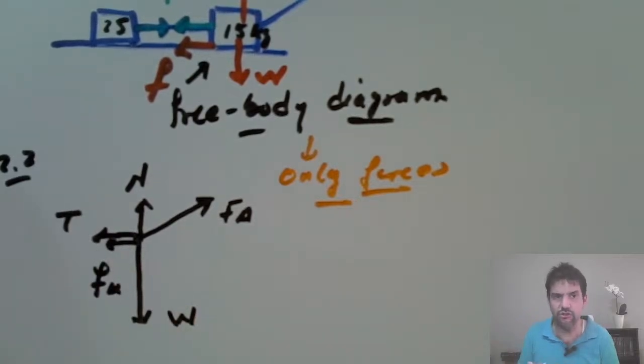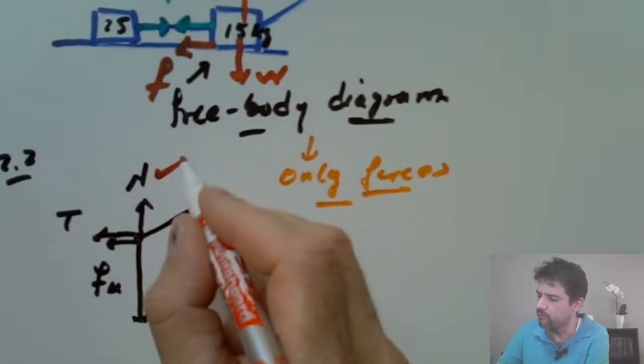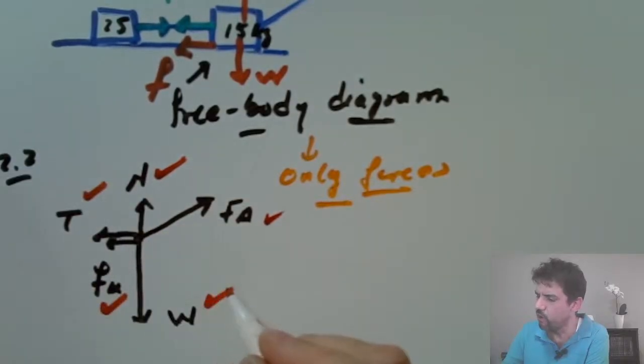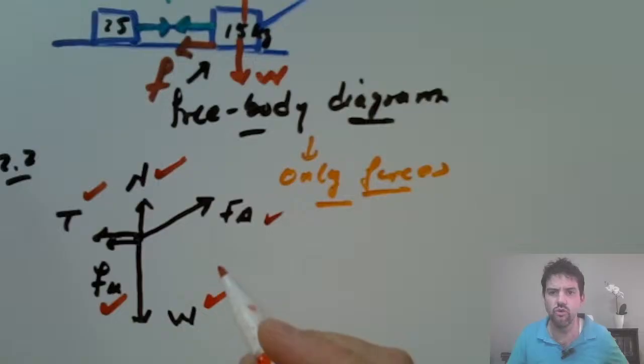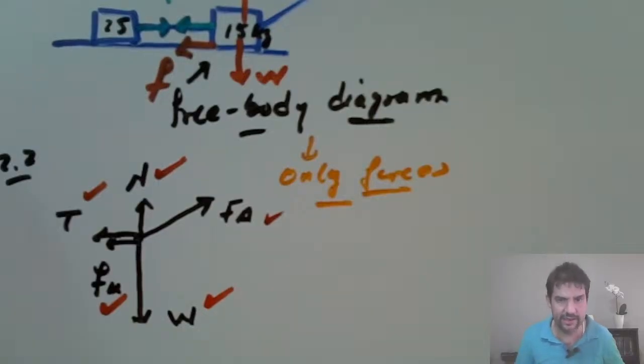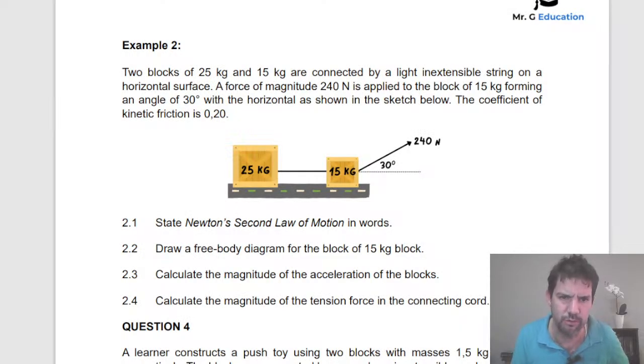If you do it like this and you did not include any component or any axis, you will get 1 mark for each force represented. If you have an extra force there, you will lose marks. You cannot have extra forces, only the forces acting on the object. It means you cannot have any component or any axis. If you have the axis, it will be taken as a force, and you will lose marks. So that is the first part of the question. They ask you to draw the free body diagram.